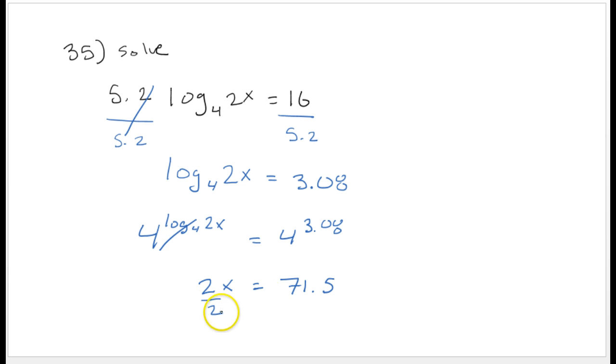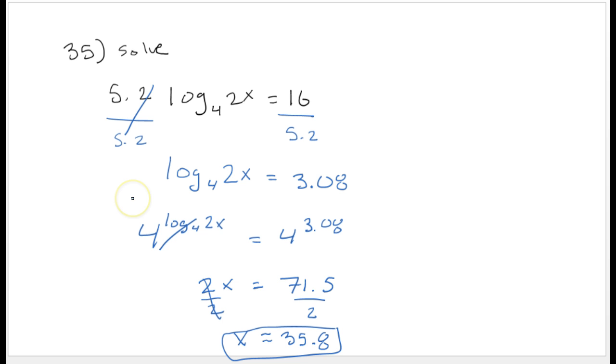Then I just solve by dividing both sides by 2. I divide this by 2. I get that x is an approximation. We punch that into our calculator. We get 35.8, or an approximation. And that is your answer for that one. So that's number 35.